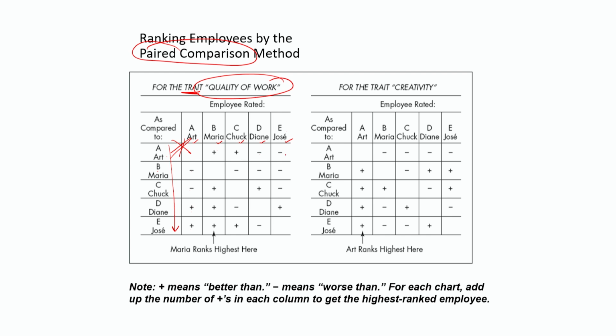In the end, whatever number of positives and negatives any employee gets after this paired comparison, we check the number of positives and we declare the highest ranker individual. Like in this case, the highest number of positives is achieved by Maria. So for the quality of work trait, Maria is the highest ranker. For the creativity trait, who is the highest ranker? Let us see. For creativity, A is the highest ranker. Why? Because A is better than B, A is better than C, A is better than D, and A is better than E when it comes to creativity.